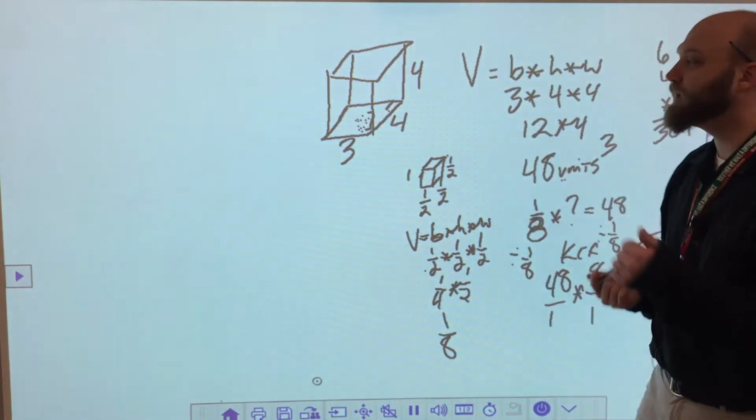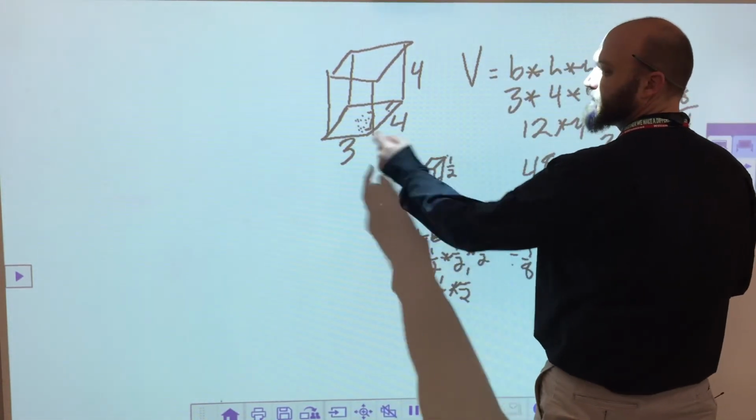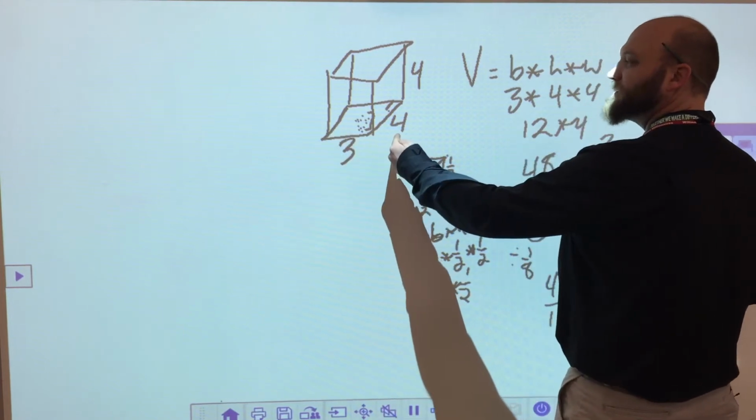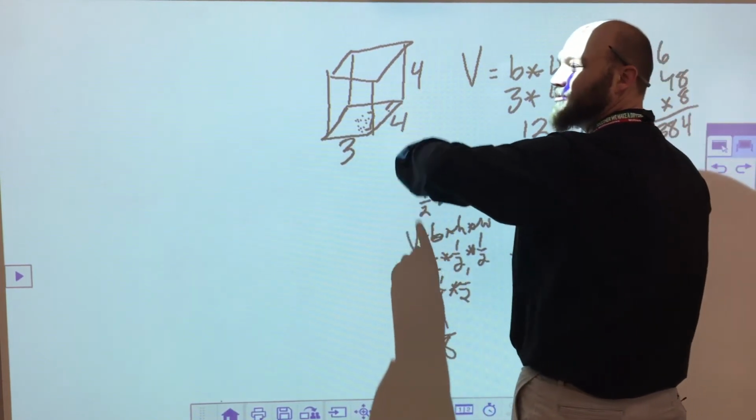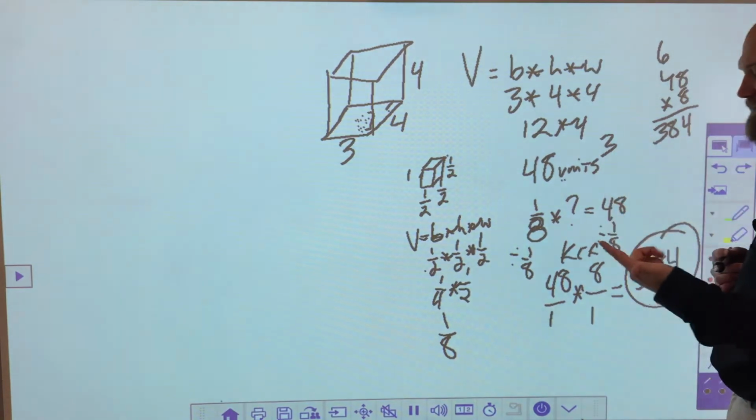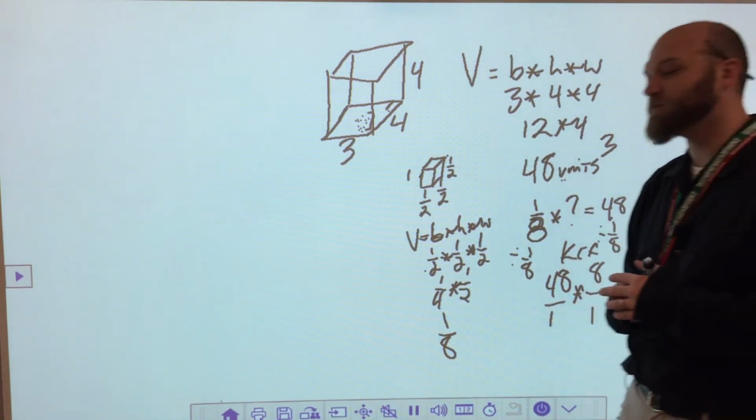If you don't believe me, realize that they're a 1/2 inch wide. So I'm going to get 6 wide by 8 deep by 8 high. 6 times 8 times, wow, that really does add up to quite a lot.